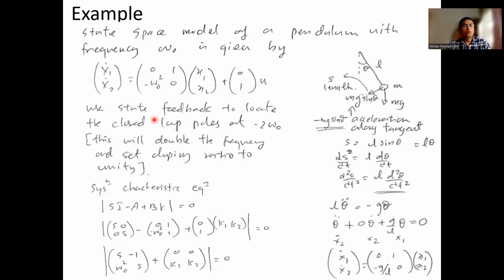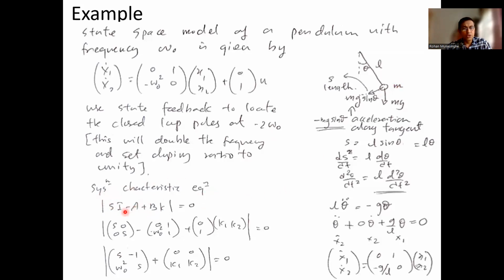Now, if you want to use state feedback to locate the closed loop poles at minus 2 omega 0, I want you to change the system into a different pendulum, right? With some force coming from outside, right? To accelerate the angle, right? Some sort of force coming from outside. You design a control law to get this additional force onto the mass, right? To make it behave like a different pendulum, right? So how do you do that?